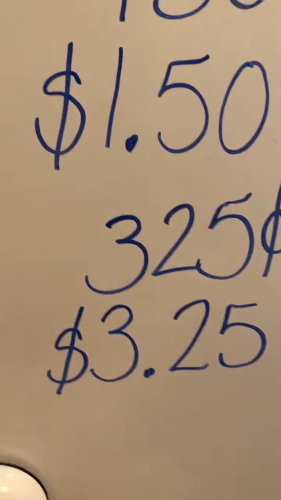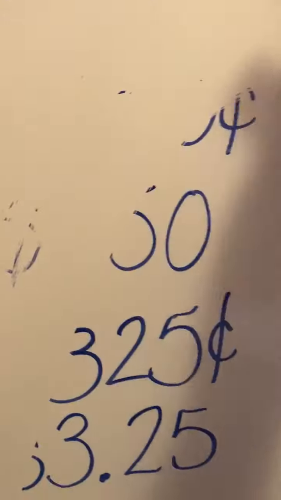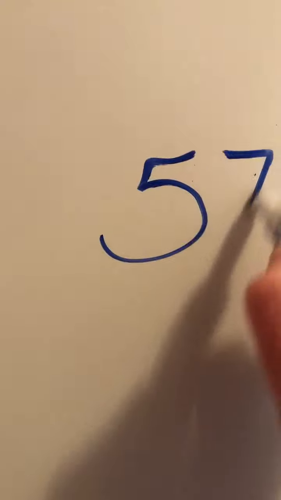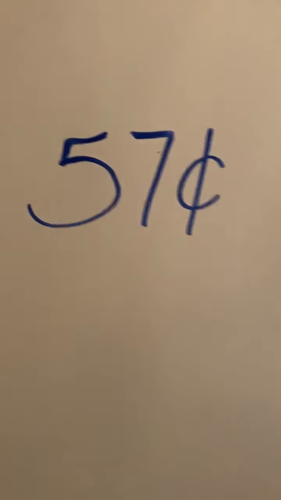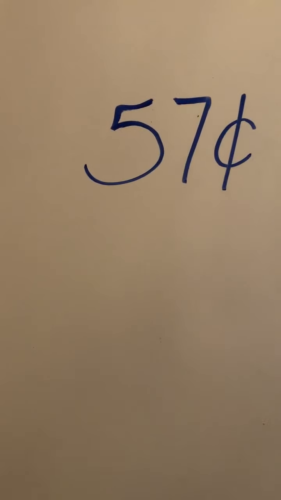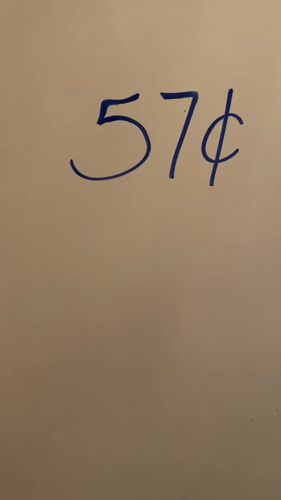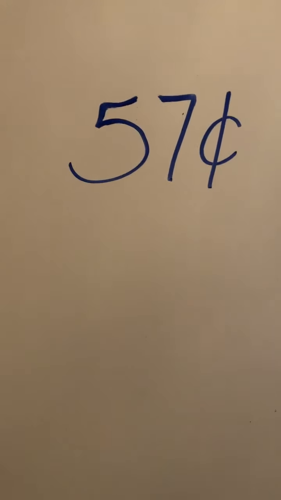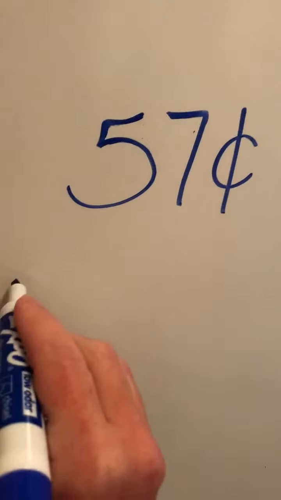Now, let's quickly look at a couple of different examples here. You can write a money amount less than $1 using a dollar sign. Did you know that? Okay, so let's say you have 57 cents. I can write it like that, but I can also write it with a dollar sign. You may be thinking, wait a minute, you don't have $1. How can you do that? Well, it would look like this.